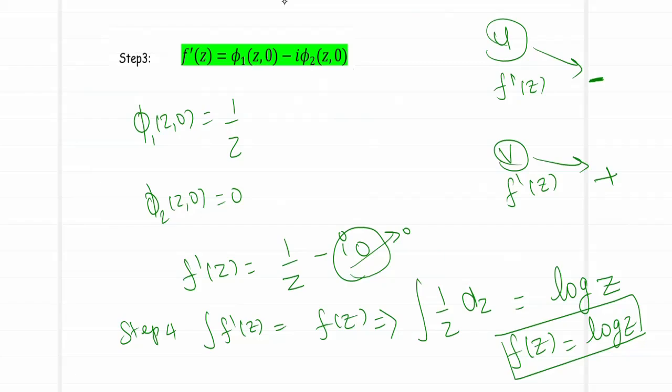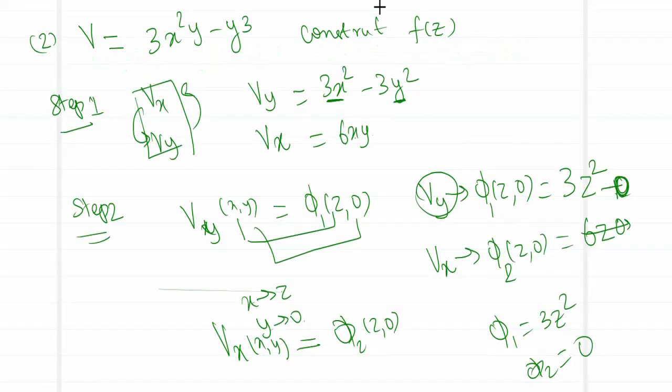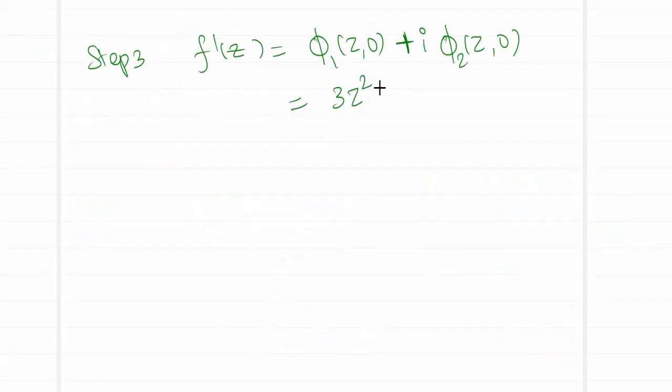What is going to be my step 3? My step 3 is computing my f dash of z. What is my f dash of z? It is phi 1 of z comma 0. We need to keep in mind that v is given, so the center sign is positive: i times phi 2 of z comma 0. What is my phi 1? I have it as 3z square, and i times, what is my phi 2? This is going to be 0. So my f dash of z is 3z square plus i times 0, so this imaginary part will automatically vanish.